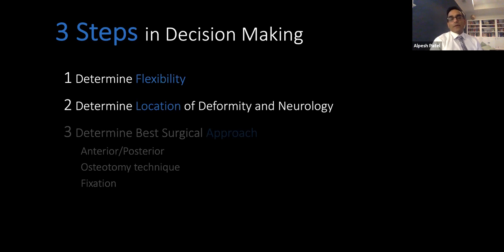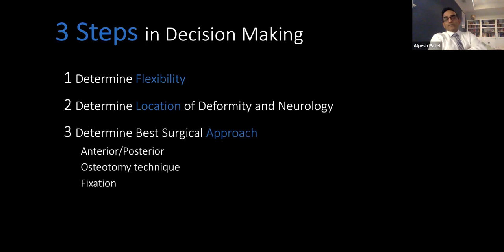The second thing that we think about is to determine the location of the deformity. Are we talking about a high cervical, mid-cervical, cervical thoracic deformity? Is this really a thoracic deformity that's creating secondarily a cervical deformity? And then obviously, what's the neurological impact of those deformities? So location and neurology are the next key step.